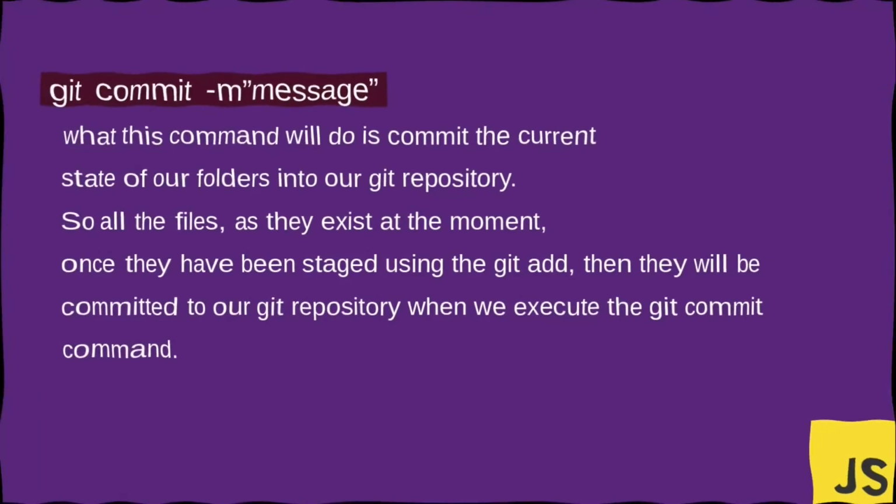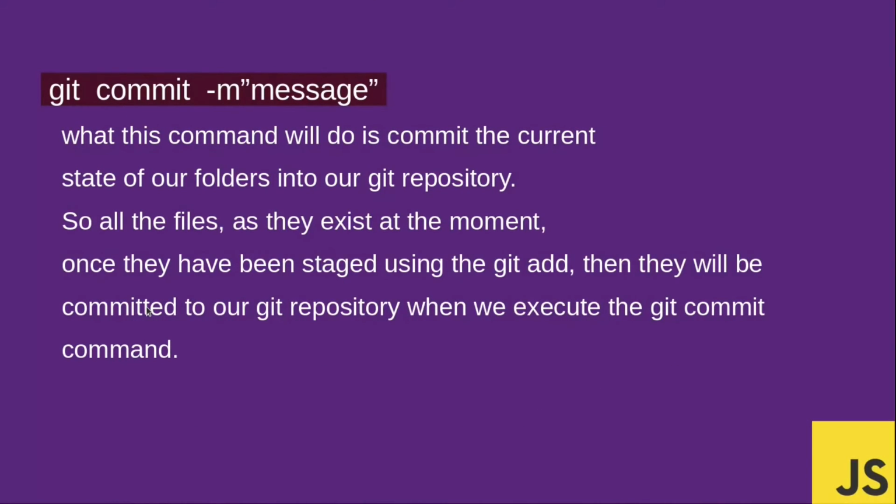The fourth command will be git commit -m followed by a message. This command is very useful. What it will do is commit the current state of our folders into our Git repository. So all the files as they exist at the moment, once they have been staged using git add, will be committed to our Git repository when we execute the git commit command.